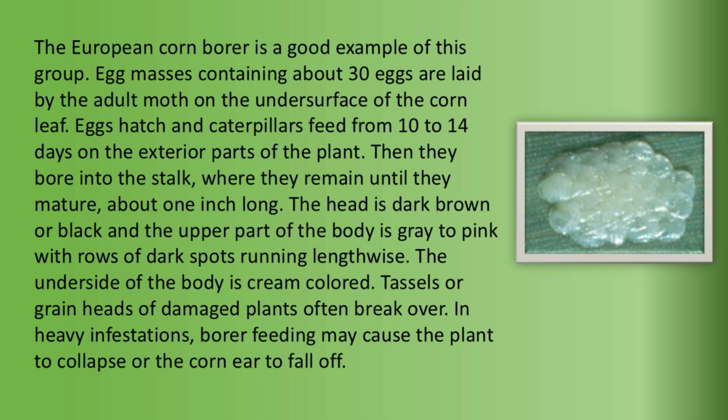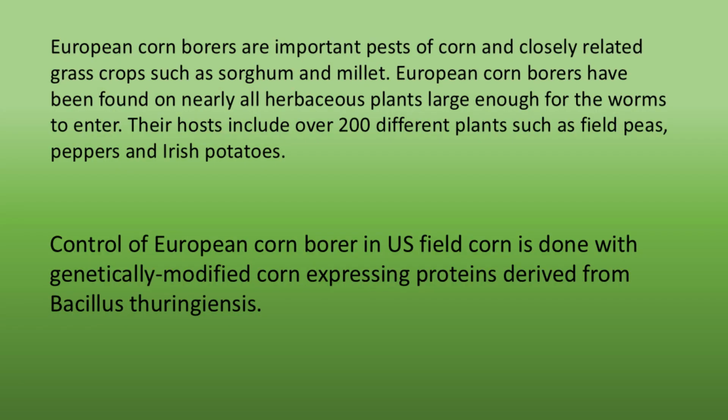Tassels, or grain heads, of damaged plants often break over. In heavy infestations, borer feeding may cause the plant to collapse or the corn ear to fall off. European corn borers are important pests of corn and closely related grass crops such as sorghum and millet. European corn borers have been found on nearly all herbaceous plants large enough for the worms to enter. Their hosts include over 200 different plants such as field peas, peppers, and Irish potatoes.